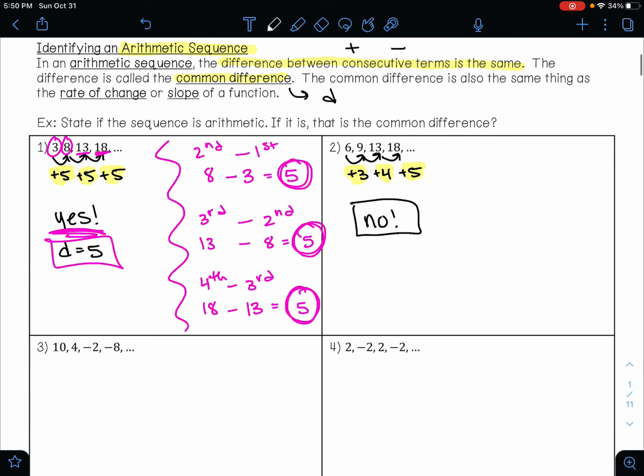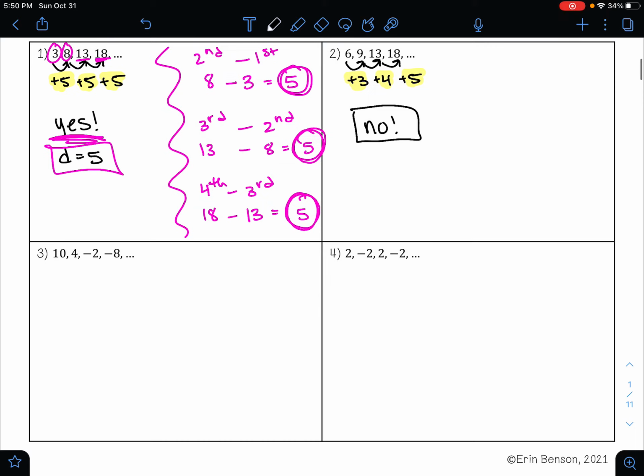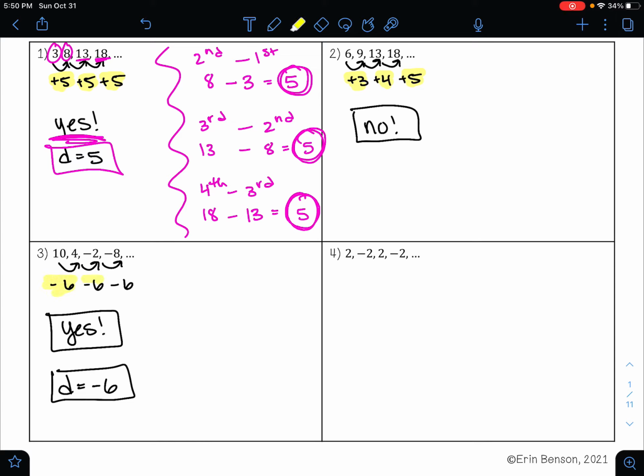Let's look at example 3. On example 3, how do I go from 10 to 4? Well, I subtract 6. How do I go from 4 to negative 2? Subtract 6. How do I go from negative 2 to negative 8? Subtract 6. So is this one arithmetic? Yes. What did we add or subtract every time? Negative 6. So because we were subtracting 6 every time, that made this arithmetic, and then our common difference d is negative 6.